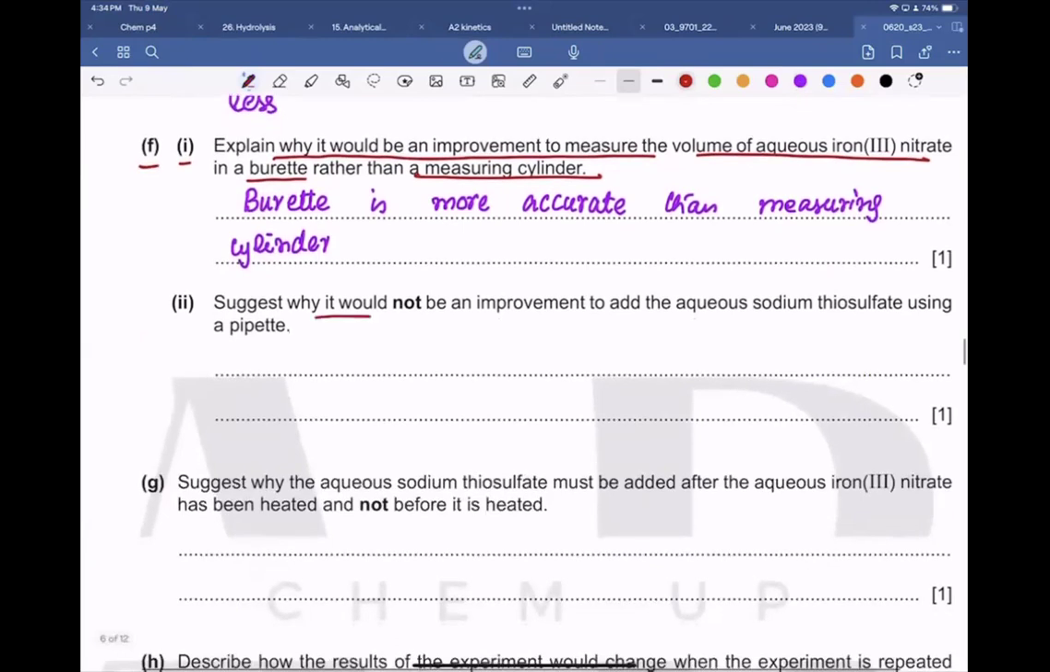To suggest why it would not be an improvement to add the aqueous sodium thiosulfate using a pipette.